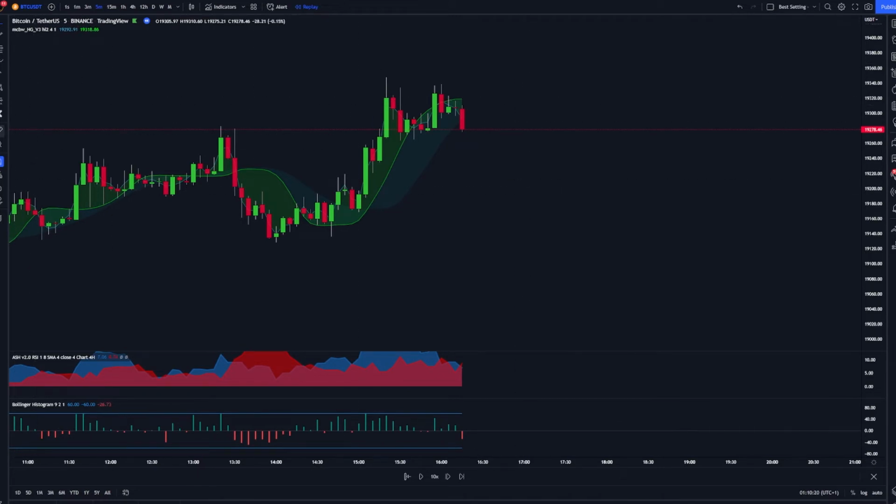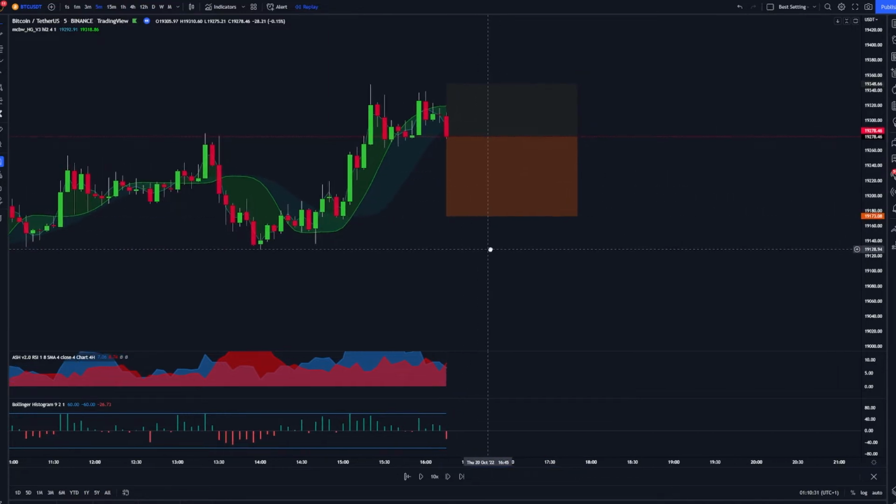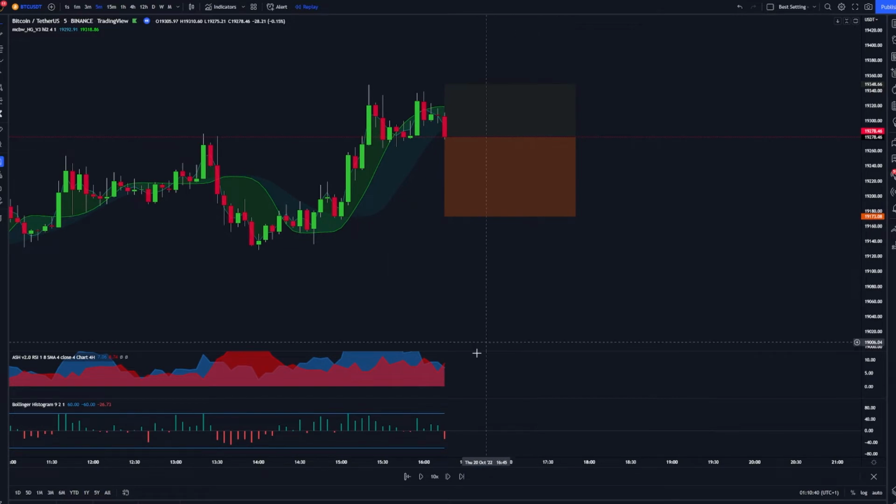Once all the things are met, you want to make a sell position with the stop loss above the swing high. And then you want to make sure this is going to be a 1.5 hour trade, just like this. Let's see if this trade was a success.